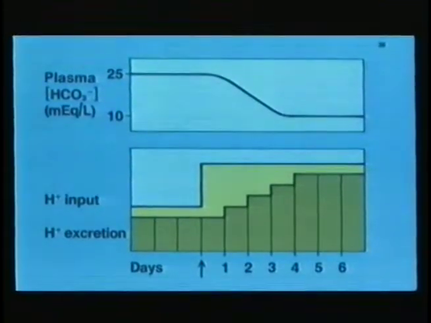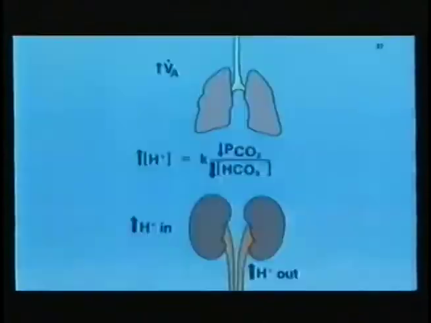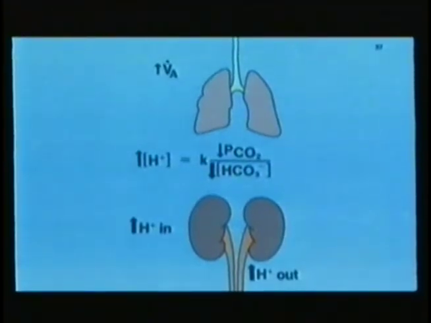37. The effectiveness of the renal adaptive response determines the plasma bicarbonate ion concentration associated with a given acid intake. Thus, with a chronic increase in acid input, the final hydrogen ion concentration is a composite of the renal adaptation, which determines the bicarbonate ion concentration, and the respiratory adaptation, which determines the PCO2.